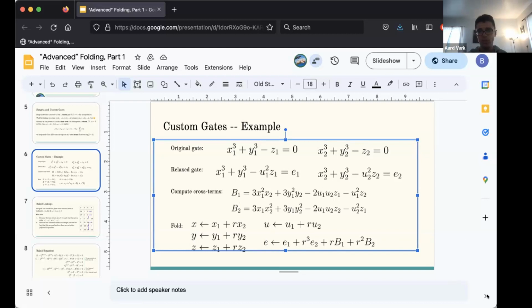Any questions so far? Sorry, where's the r cubed coming from in the coefficient of E2? Where's the r cubed coming from? Because you compute, it's not written here, but you compute x cubed plus y cubed minus u squared z. And because you have x cubed and y cubed, when you expand x cubed, you'll get an r cubed, x2 cubed, and so forth. Yeah.